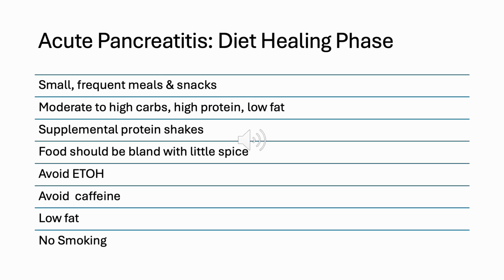When the patient enters the healing phase, the diet changes a little bit. They're going to need small, frequent meals and snacks, moderate to high carbohydrate diet with high protein and low fat. Low fat is the important thing because fat really stimulates the pancreas. Supplemental protein shakes. Food should be bland with little spice. Avoid alcohol. Avoid caffeine. So remember, Coca-Cola has caffeine in it. Low fat and no smoking. Smoking increases your metabolism, so absolutely no smoking in acute pancreatitis.